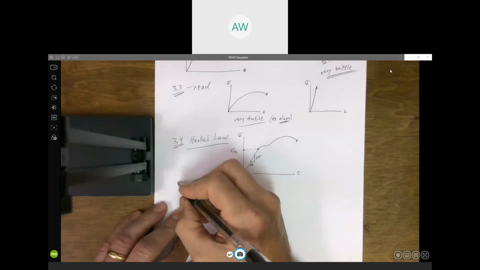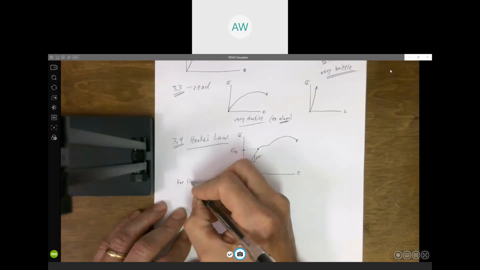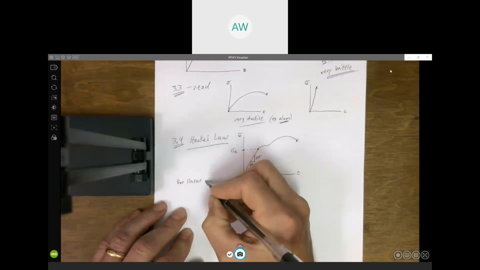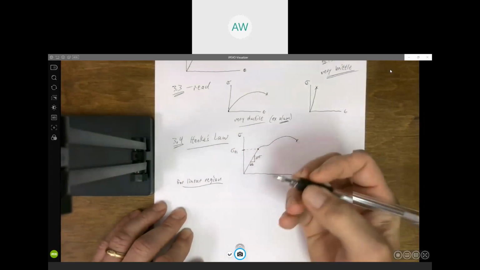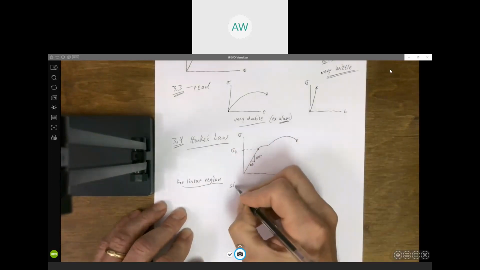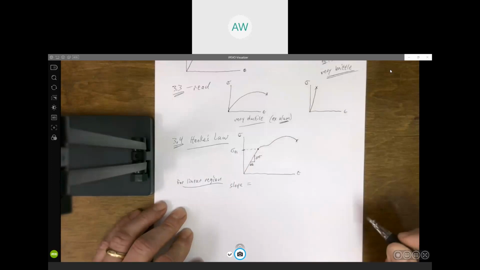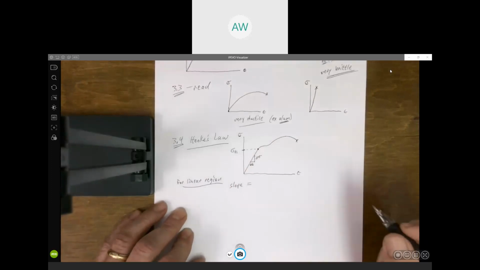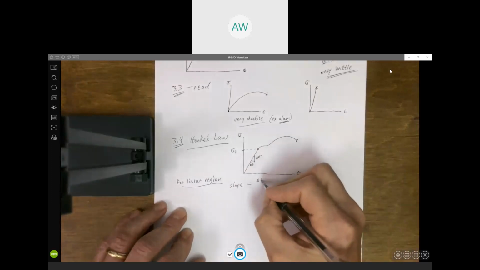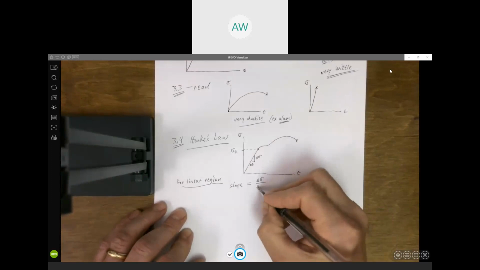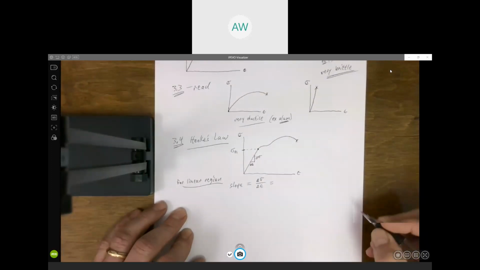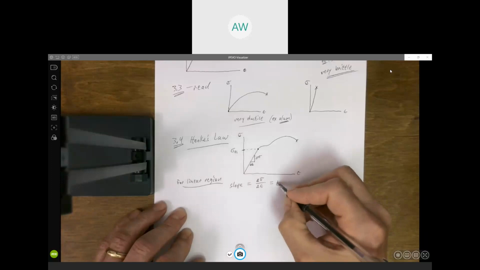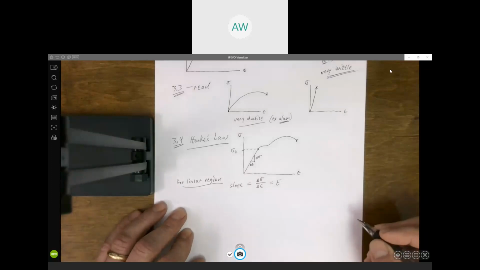So again, for the linear region, the slope, right? Everybody knows slope is rise over run, so it'd be the change in the stress over the change in the strain. And we give that slope a name, and notation wise, we call it E.